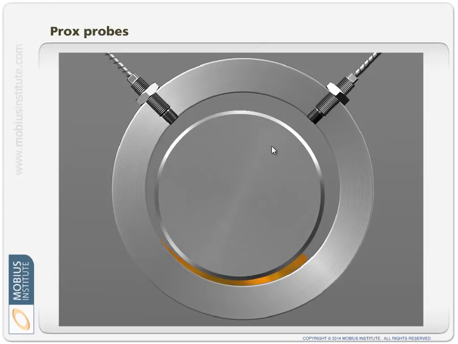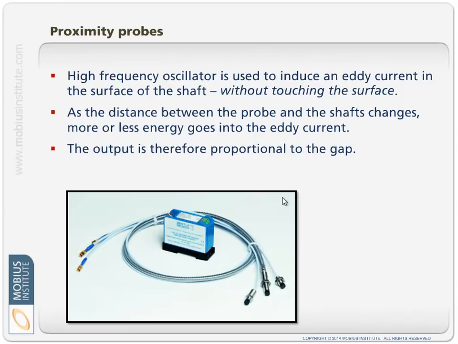I just want to briefly mention how those probes work, and a few little facts which can tend to be very confusing when you look at this in any amount of depth. Basically, we will have a high-frequency oscillator that's used to induce an eddy current in the surface of the shaft. It's kind of like a little antenna. It does not make contact with the shaft. It is a non-contact measurement. But as the distance between the probe tip and the shaft changes, more or less energy goes into the eddy current.